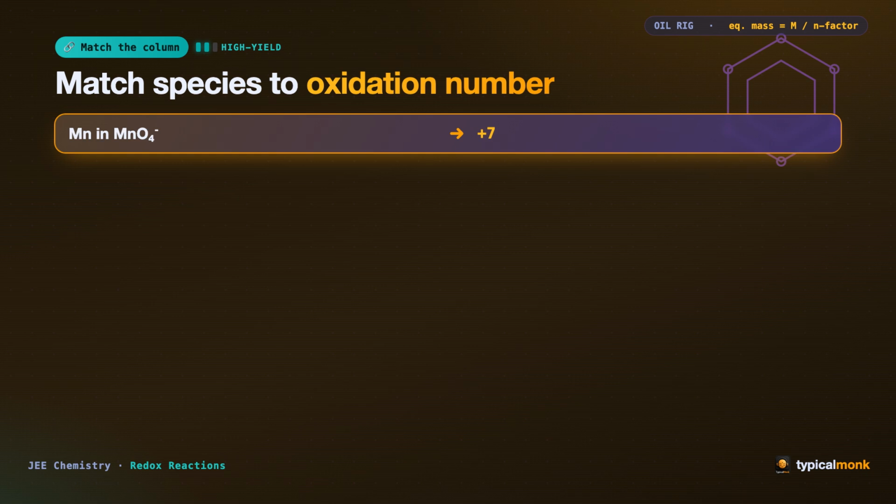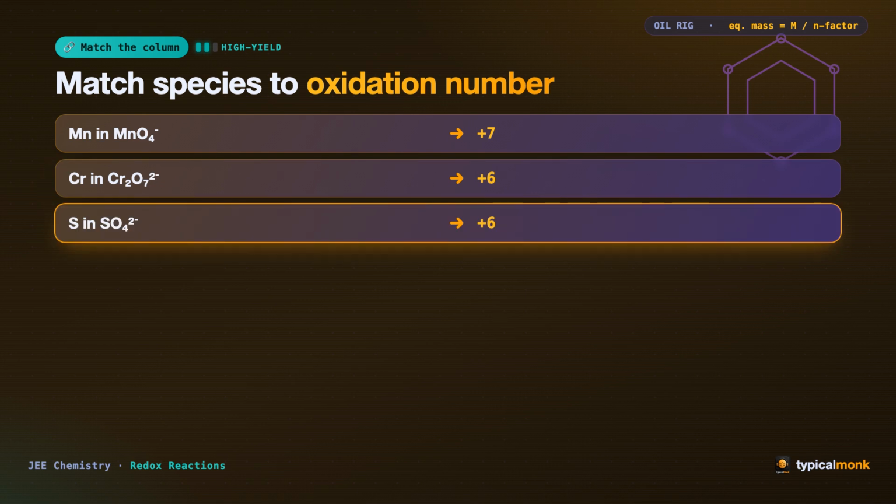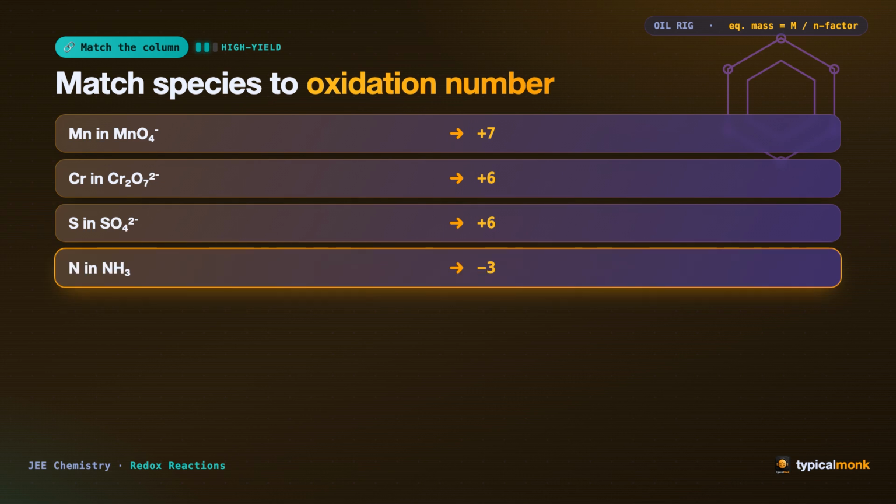Now match each species to the oxidation number of the marked element. Manganese in the permanganate ion goes to +7. Chromium in the dichromate ion goes to +6. Sulfur in the sulfate ion goes to +6. And nitrogen in ammonia goes to -3. 4 species, 4 numbers. Work each one from the sum rule.